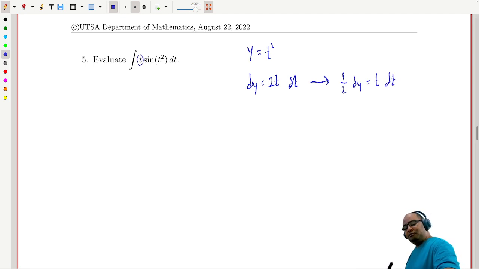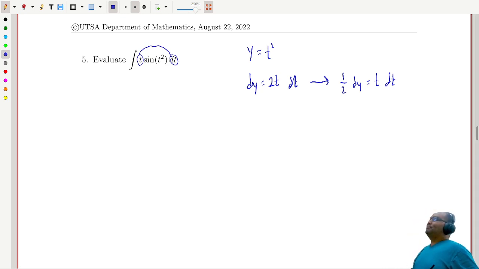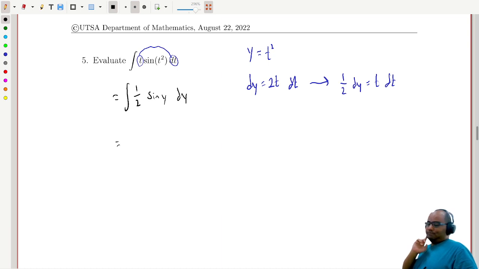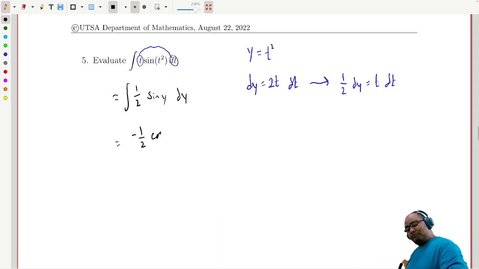Take a look here, my du earmuffs, okay? My dy earmuffs here, okay? That's now going to be 1/2 dy. Now we're going to put everything in terms of y. So I have the integral of 1/2 sine of y dy. I can shove the 1/2 up front as a multiplier. And what happens here, okay, the antiderivative of sine is minus cosine. Okay, remember your basic pairs. Don't mess up your signs. Now put everything in terms of the original variable. So y is t squared. We have minus 1/2 cosine of t squared there, plus a constant.